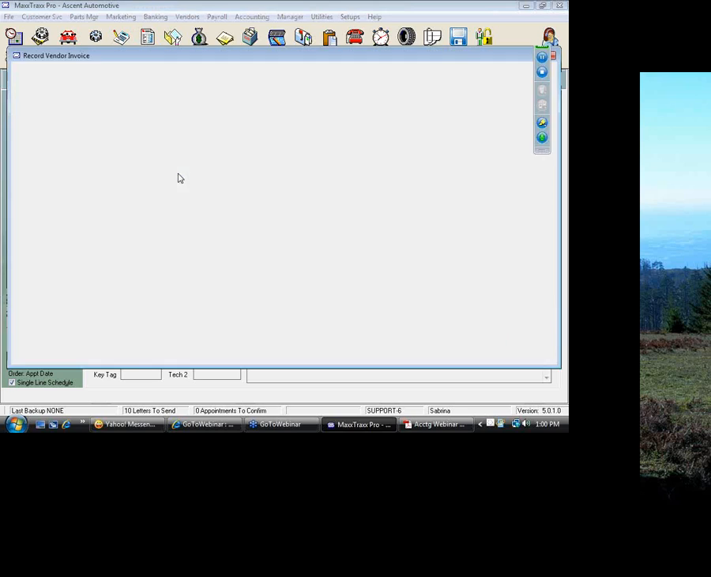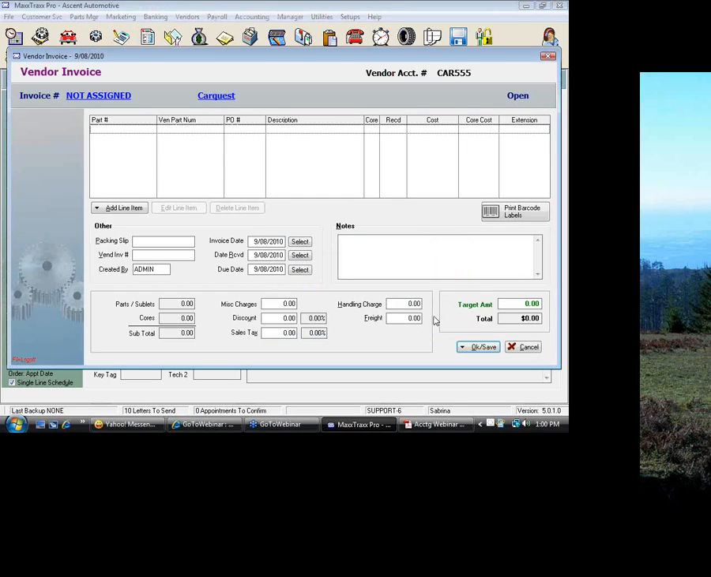Let's just do CarQuest for fun. You either can enter them under here, miscellaneous charges, which are supply charges, and this dollar amount that you enter in here goes to your cost of goods. It kind of bypasses the whole inventory portion at all. It just becomes a cost of goods.